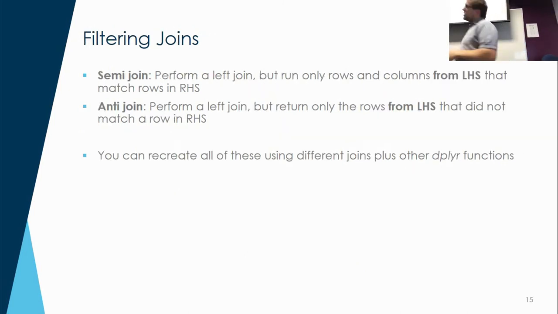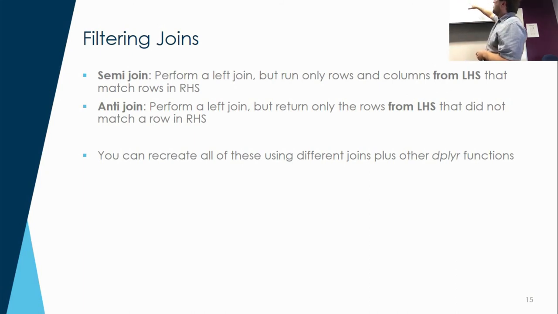Now, we also have filtering joins. You're not going to do a lot of these, most likely, but it's good to know they exist. Semi-joins, where you perform a left join but return only rows and columns from the left-hand side that match rows on the right-hand side. That is essentially saying, unless the case exists in the right-hand side, I don't want to know about it. That's all that means.